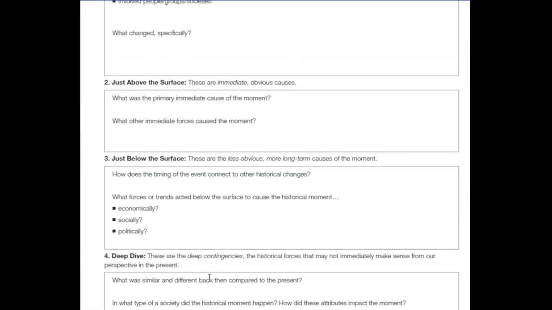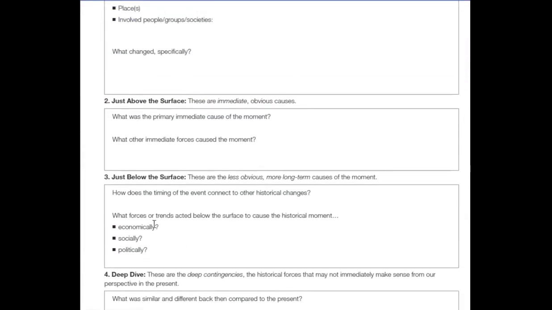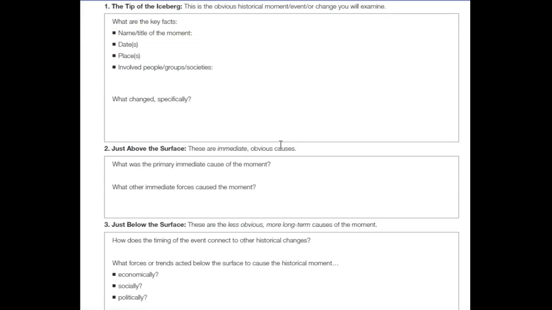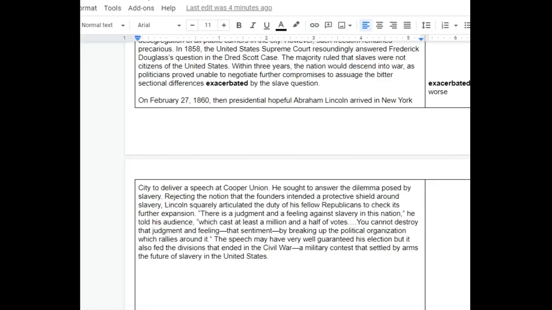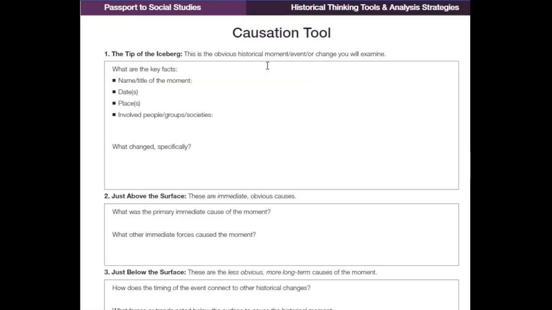Because if you think about it, when you went just below the surface, it was definitely economic and political. Well, there's some social involved. There should be more. The immediate cause is they're going to have a civil war. It's not officially when it starts about slavery, but it's obviously about slavery. And again, this document says from new nation to civil war. So the key fact is new nation to civil war. That's the title of the moment. It's the causes of the Civil War.